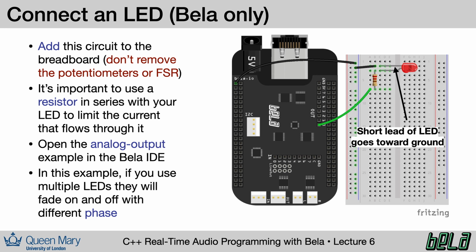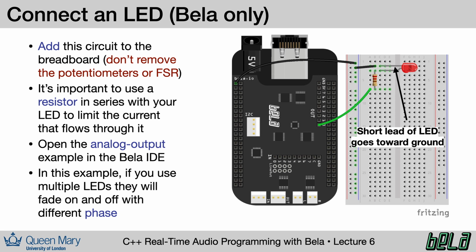The final thing to know about the LED is that it is polarized. The long lead should go to your resistor and the short lead should go toward ground. If you put it in backwards, it won't damage it, it just won't light up. By the way, don't remove the potentiometers or FSR from your board because we're going to use them again in a moment. Just add the LED into an open space on the breadboard.